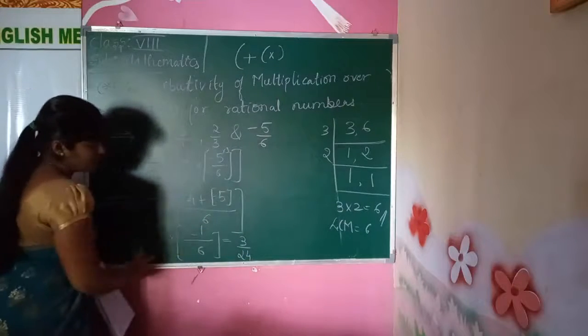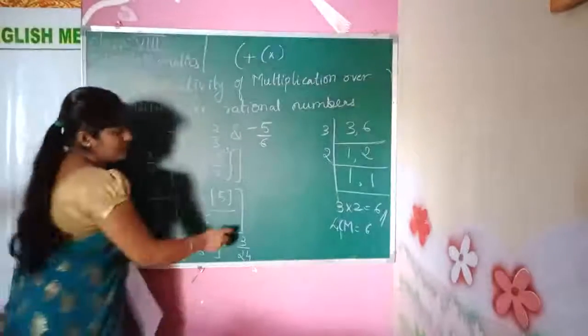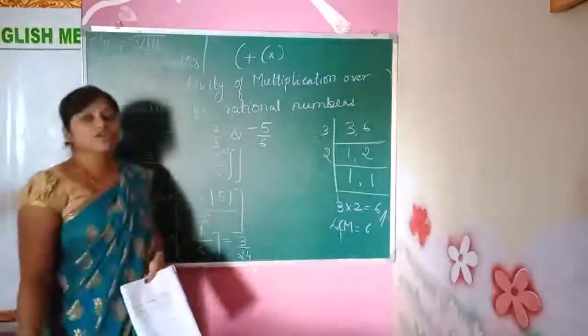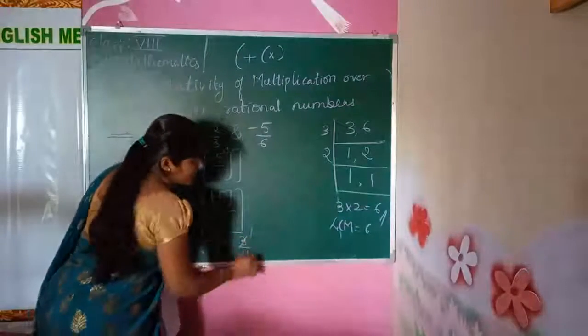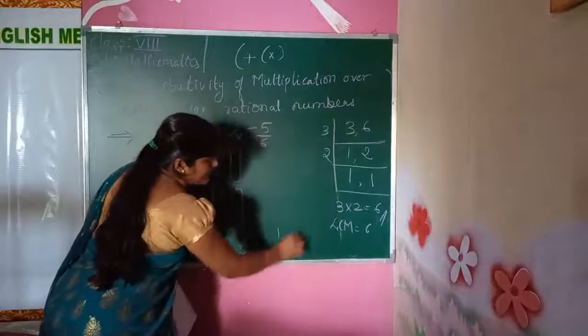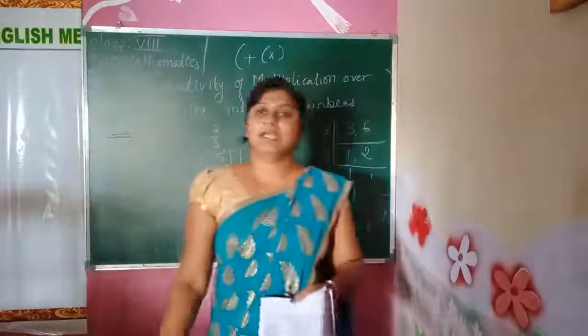3 ones are 3, 4 sixes are 24. Now see, it will cancel out. 3 ones are 3, 3 eights are 24. What is the answer? 1 by 8.